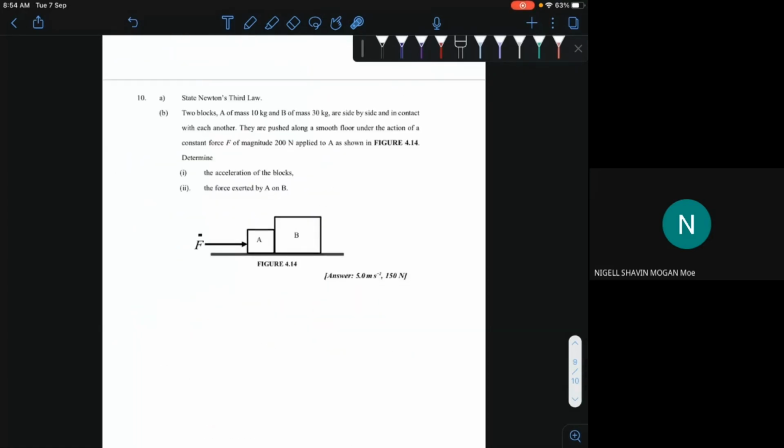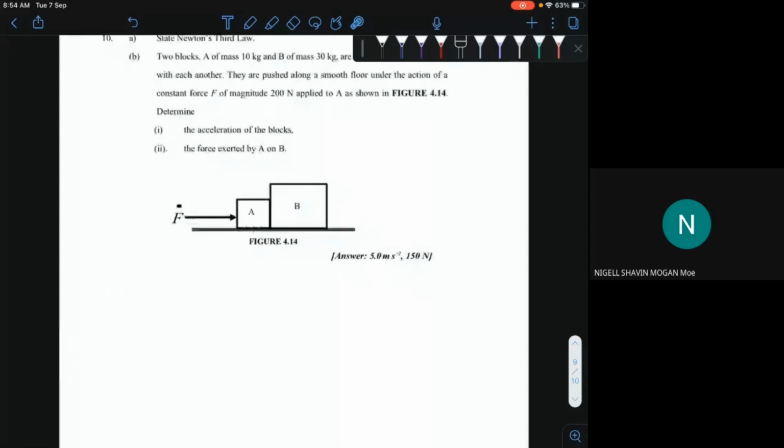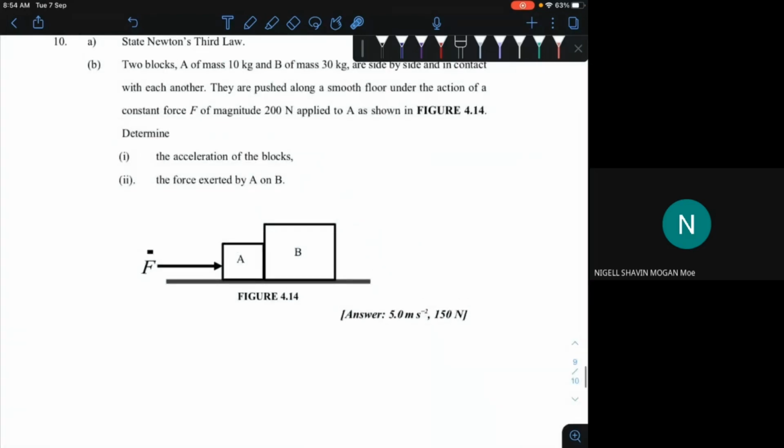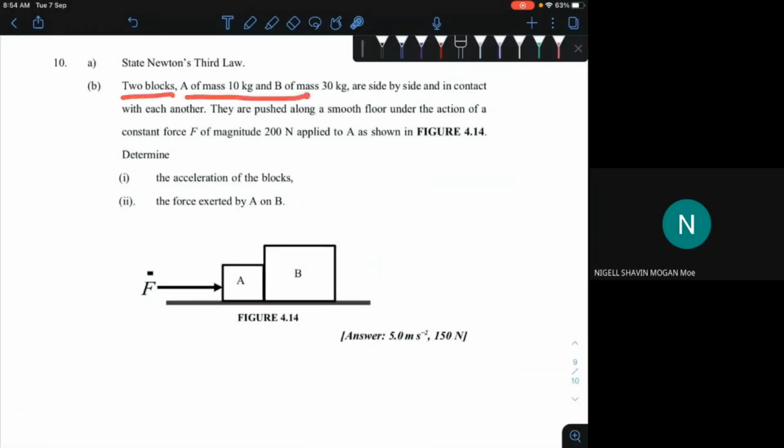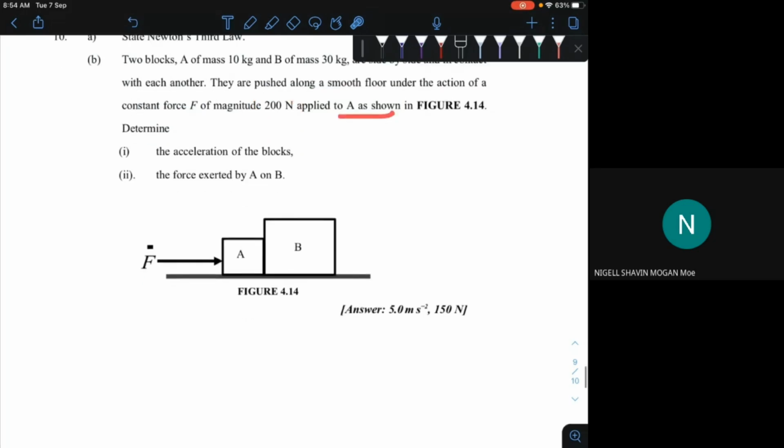Alright, and then last question. Kita ada 2 blocks, A and B, side by side, in contact with each other. They are pushed along a smooth floor under the action of a constant force of magnitude 200 Newton applied to A. Determine the acceleration of the block and the force exerted by A and B.